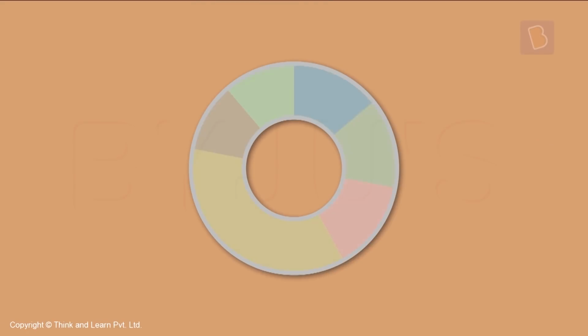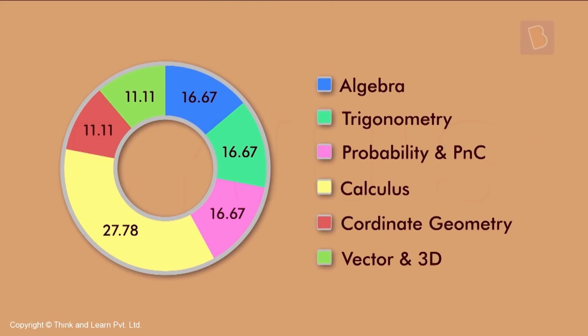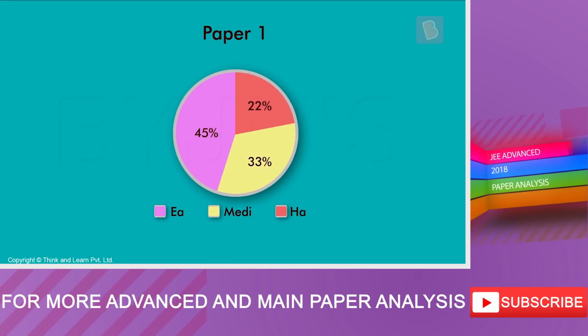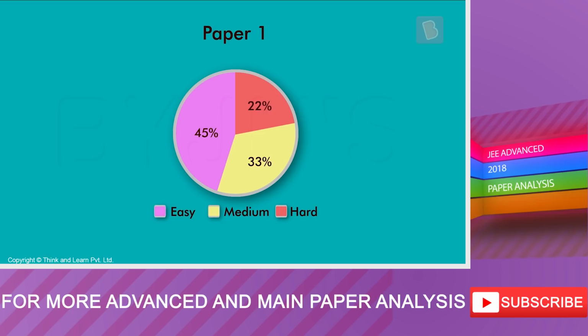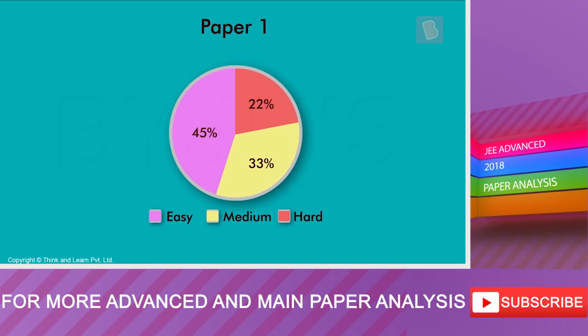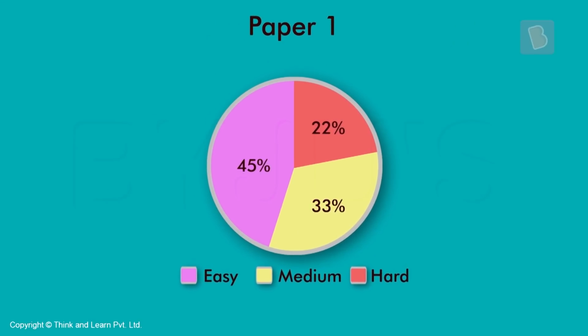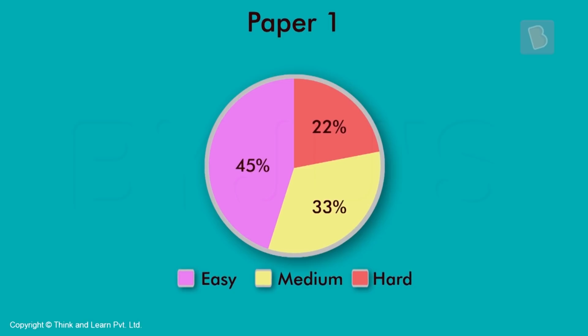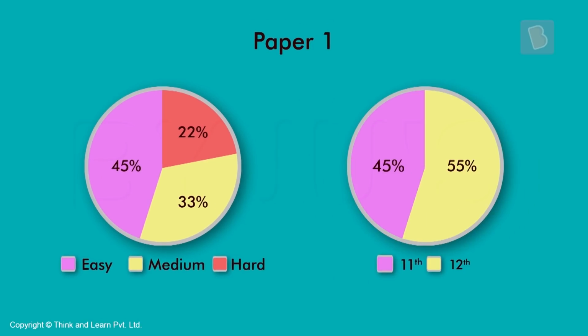Now here is the percentage of questions which came from different chapters. Speaking about difficulty, some questions were easy, most of them were medium difficulty or hard. These questions can be solved only if you are well aware of the concepts and have done a lot of practice throughout the 2 years. The division of questions from 11th and 12th standard is more or less the same, with the balance slightly in favor of 12th standard in paper 1.